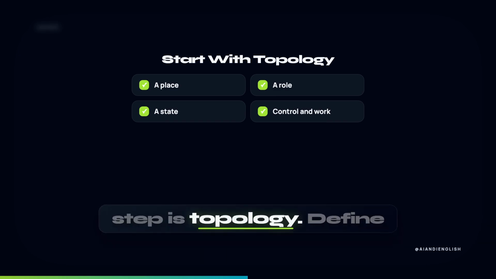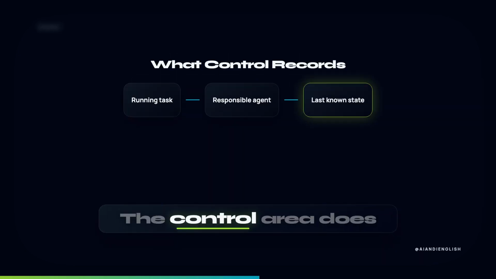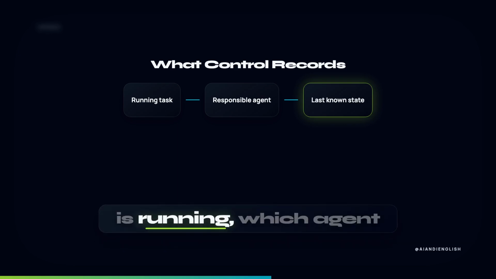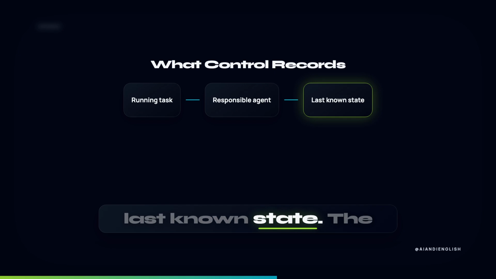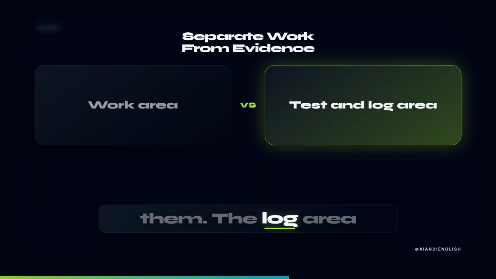The first step is topology. Define which area controls and which area works. The control area does not creatively reinvent everything. It records which task is running, which agent is responsible, and the last known state. The work area makes changes, the test area verifies them. The log area collects the clues you actually need after a restart.